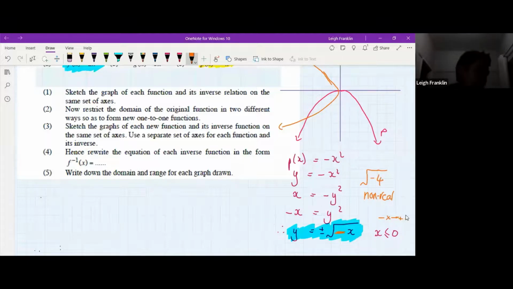Okay. You happy with that? Okie doke. So now let's draw ourselves some new axes.